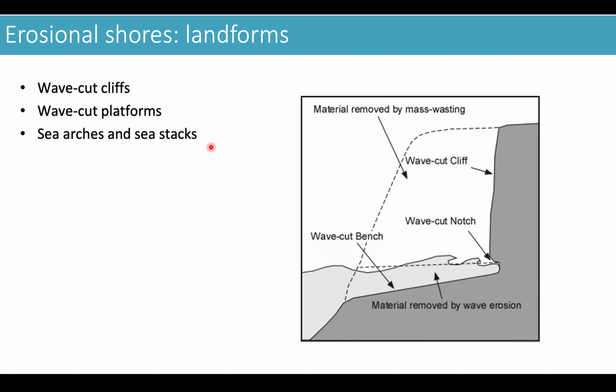Back to the geology of our landforms. For landforms along a coast, we can have erosional or depositional landforms. Erosional ones are things that are cut by erosion of our ocean. So cliffs can be cut by the waves. We can have little notches cut underneath by the waves. We can also have sea arches and sea stacks.